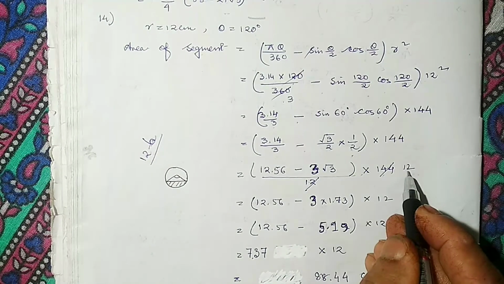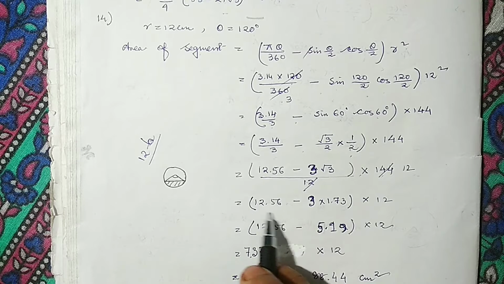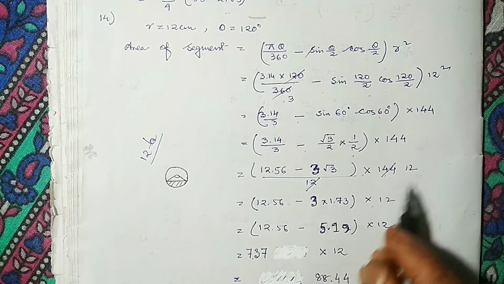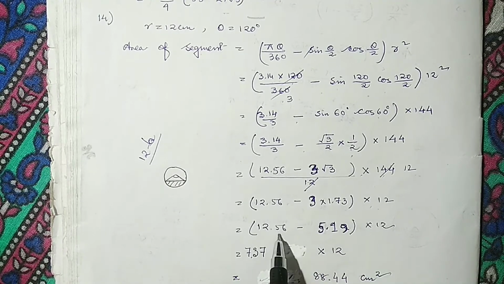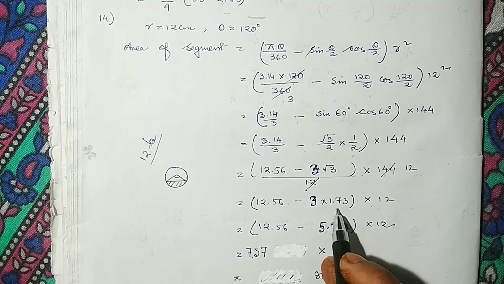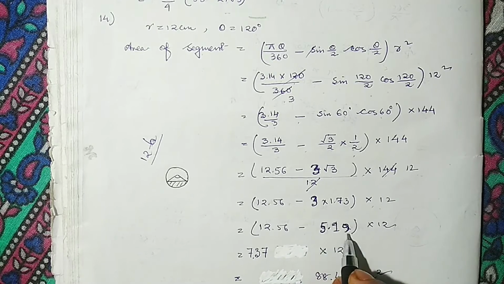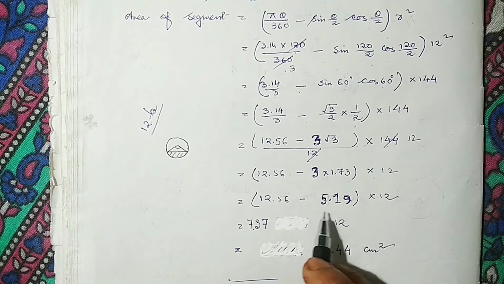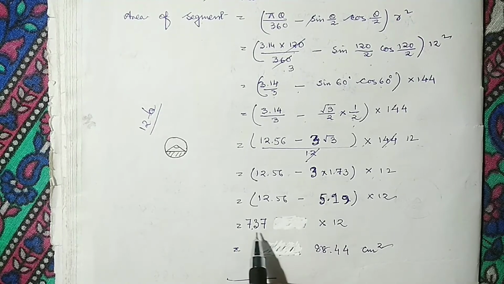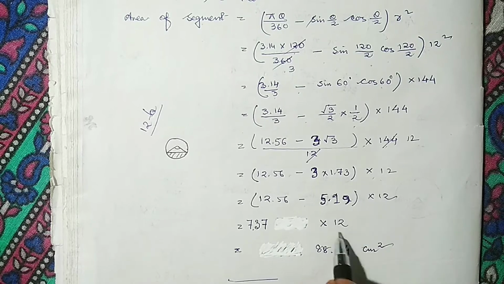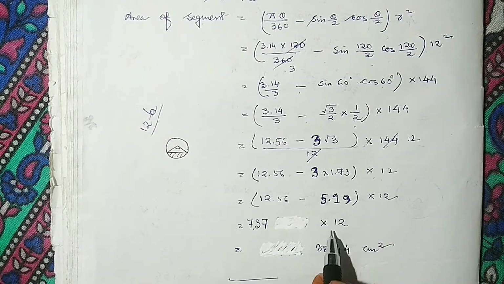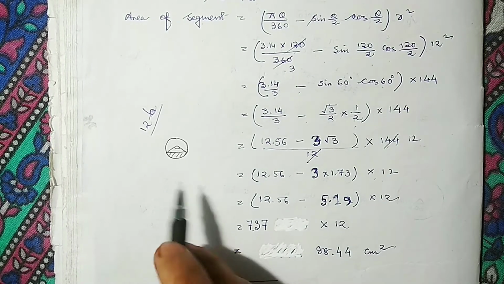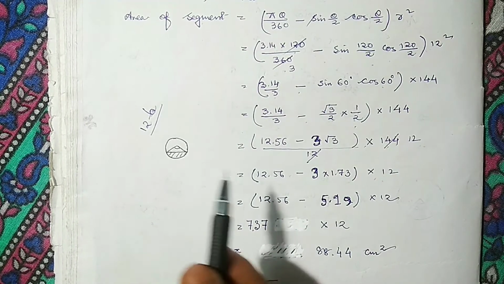144 by 12 is 12. Now next step is 12.56 minus 3 root 3, root 3 is 1.73, into 12. 12.56 minus 3 into 1.73. If I multiply, I am going to get 5.19 into 12. Now 12.56 minus 5.19. On subtracting, I am going to get 7.37 into 12. If these two values are multiplied, then I am going to get 88.44 centimeter square, which is the area of this segment. So it's a simple sum.